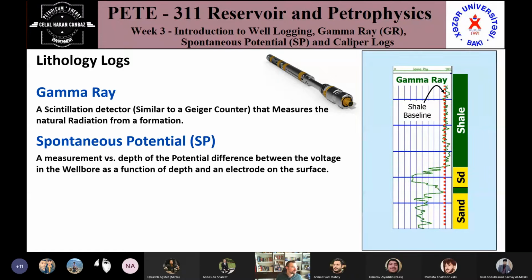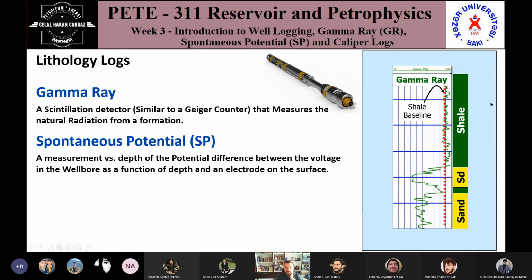This is also important. It makes a measurement by depth of the potential difference between the voltage in the wellbore as a function of depth and an electrode on the surface. So you have an electrode on the surface. You are at a certain depth, and you are checking the electrical voltage of that depth, and use the electrode on the surface to make your corrections, and you get your information related to your formation. We will mention it in detail now.